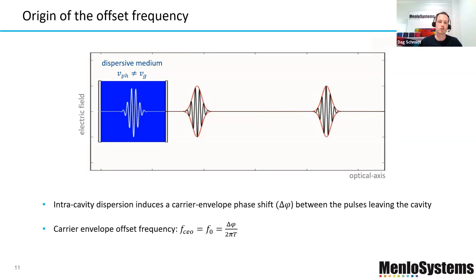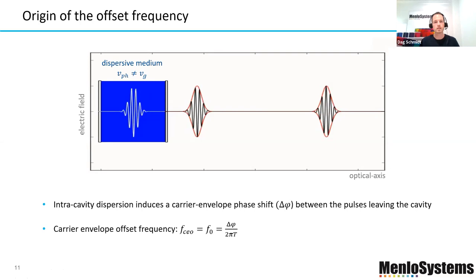Offset frequency is also often called the carrier envelope offset frequency, so FCEO. In my talk, I call it F0. And you see here this delta phi divided by T. So this is really the rate at which the carrier phase travels in relation to the envelope.